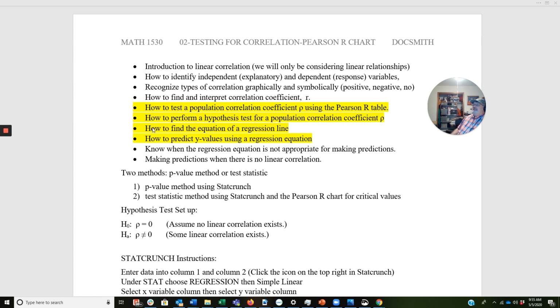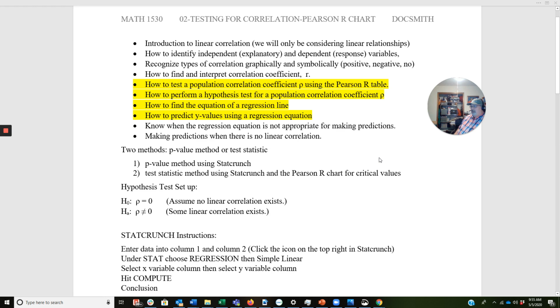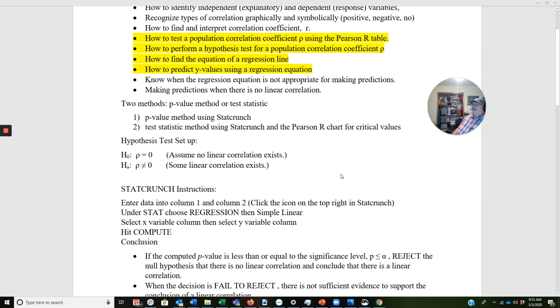Now, I'm going to do another video on the equation of the regression line and prediction, but you're going to get a pretty good idea on how this is done using Statcrunch after this video. So we're going to have two methods, p-value method using Statcrunch and the test statistic method using Statcrunch, but we have to supplement that with the Pearson R chart for critical values. And the Pearson R chart is built into both the homework questions and the test questions.